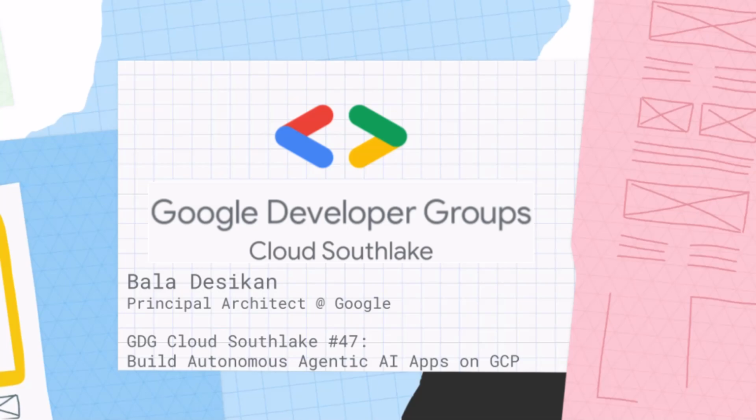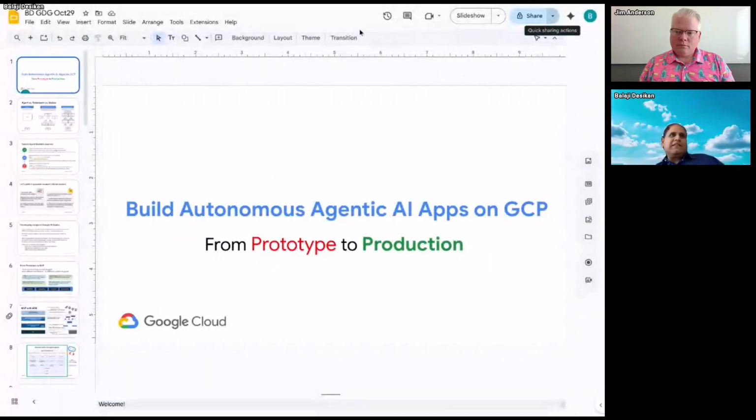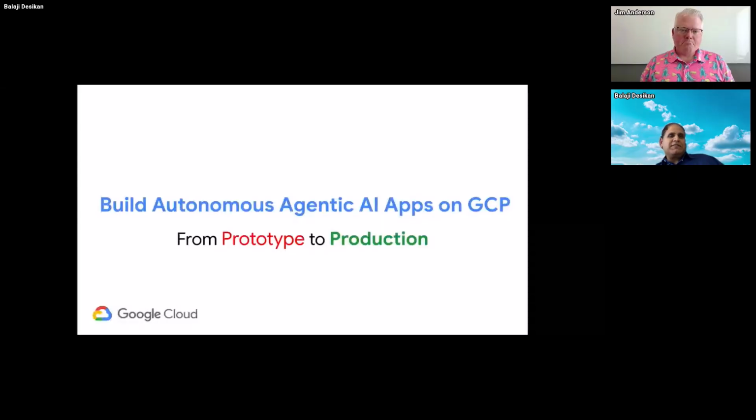Let me share my screen. Okay, I'm going to see if I can put this on slideshow. Let me know if you are seeing this all right. Yep, it says nice and big. It says build autonomous agentic AI apps on GCP. Perfect. So the title says all about our presentation today.